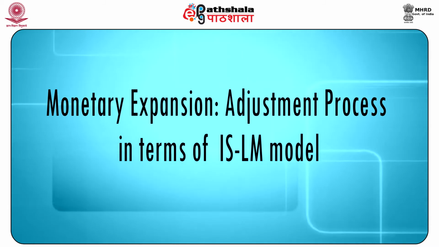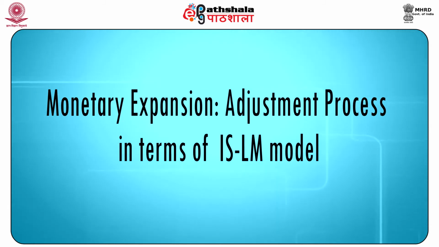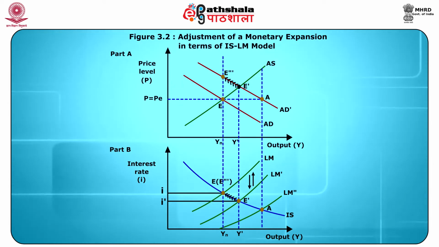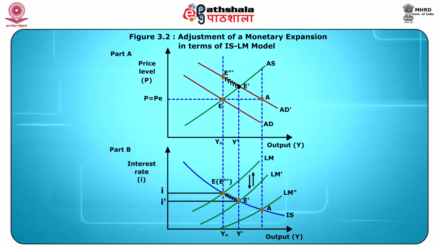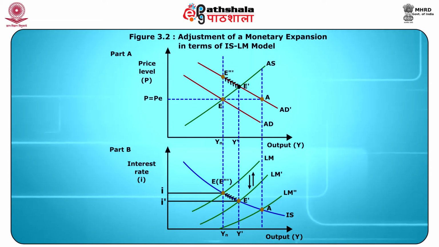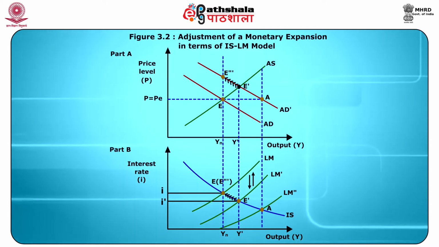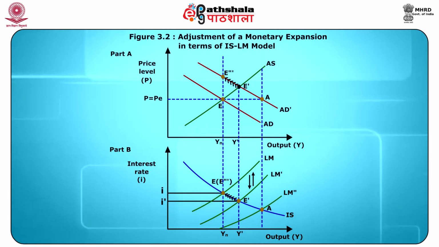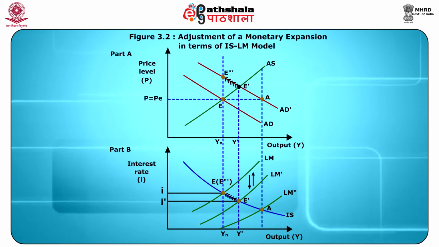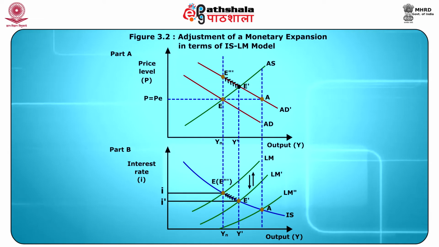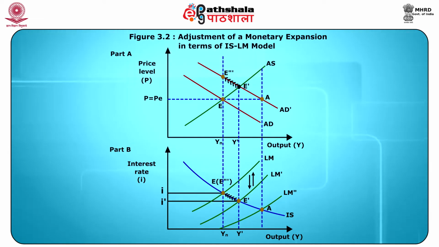Now we can discuss the monetary expansion adjustment process in terms of the ISLM model. To understand more about the process of adjustment following a monetary stimulus, we will use the ISLM model. This will give us a clearer idea about how key macro variables such as interest rate and prices are affected in the short run and how they adjust in the long run. We modify figure 3.1 by excluding AS dash and AS double dash and reproduce it in figure 3.2 part A.